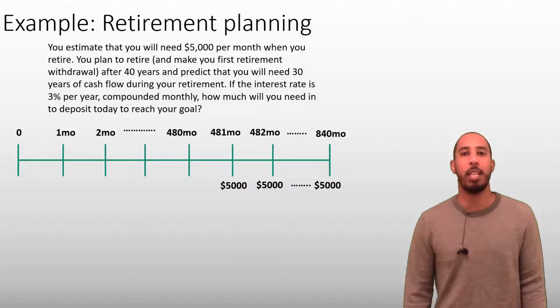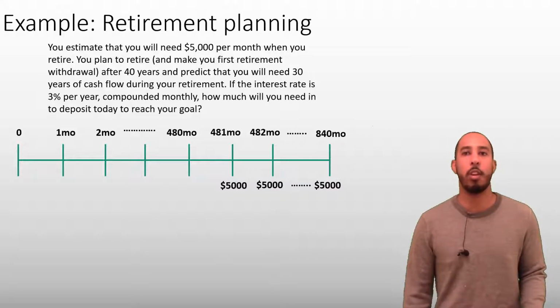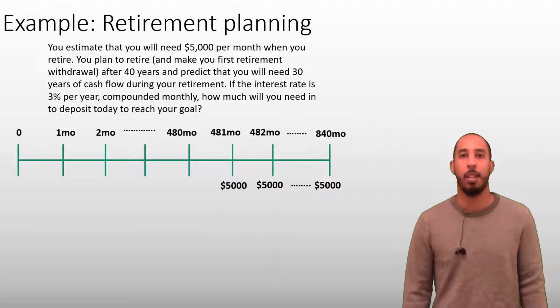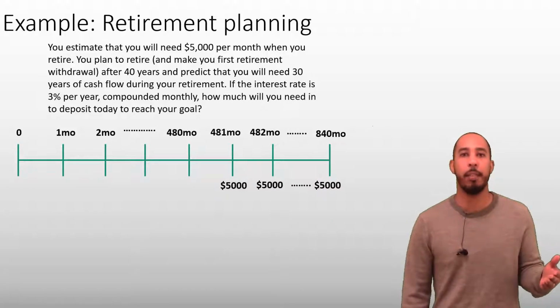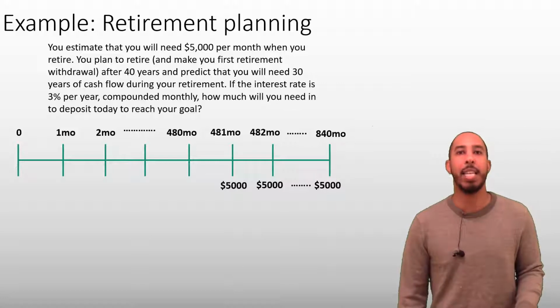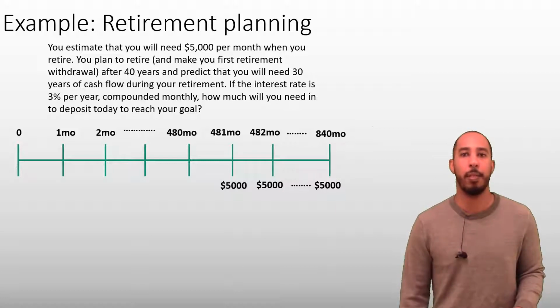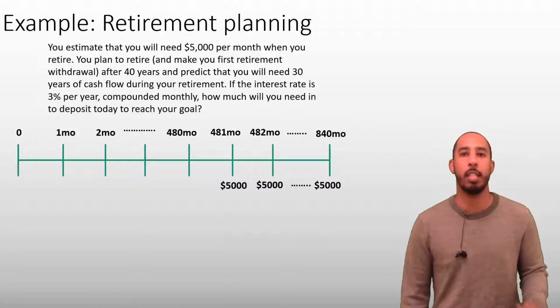Let's do another example related to retirement planning. Assume that you'll need $5,000 per month when you retire 40 years from now, and you expect that you'll need 30 years worth of cash flows when you retire. With an interest rate of 3% per year, how much would you need to deposit today to reach your goal? So I have my timeline here, and nothing is happening for 40 years. That's 480 months of nothing happening. But then starting in month 481, I need to make my first $5,000 withdrawal, and then another 359 withdrawals after that. That's a total of 360 total withdrawals, or 30 years worth.